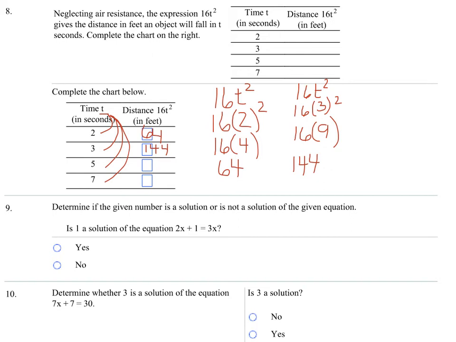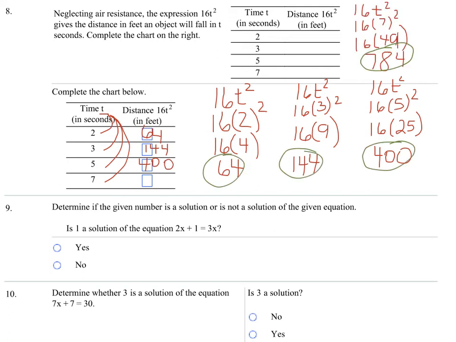Now I'll continue to do this for 5 seconds and 7 seconds. So after 5 seconds, the object will fall 400 feet. And after 7 seconds, the object falls 784 feet.